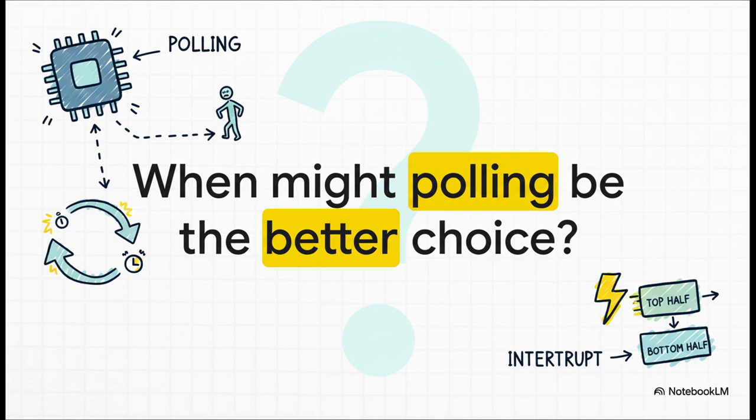And I want to leave you with one final thought to chew on. We've pretty much established that interrupts are almost always the better choice. But almost isn't always. Can you think of a situation, maybe a specific type of hardware, where the raw simplicity of polling might actually be the right engineering choice? It's definitely something to think about.